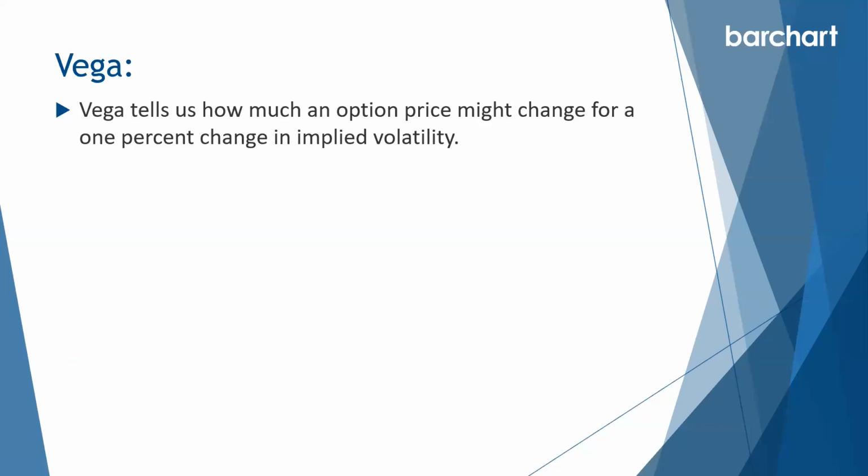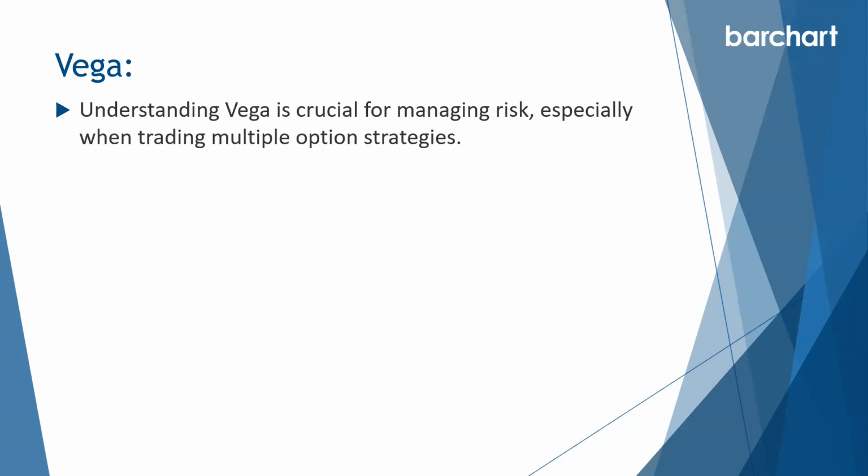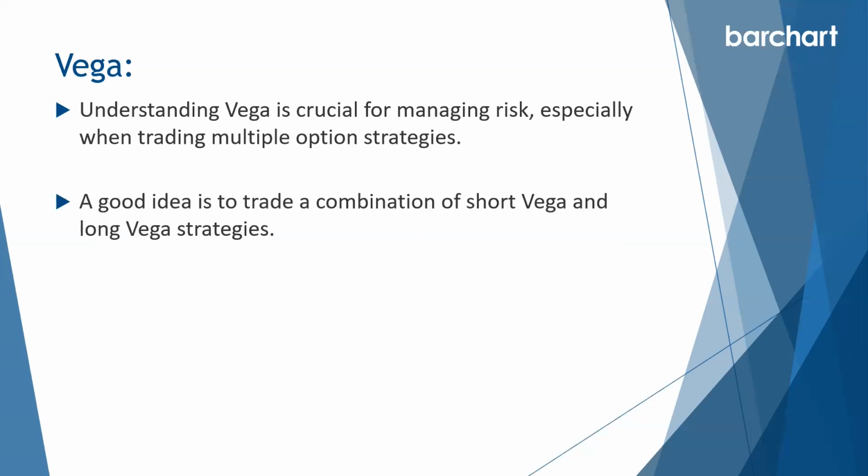So Vega tells us how much an option price might change for a 1% change in implied volatility. For instance, if an option has a Vega of 0.3, it implies that if implied volatility increases by 1%, the option price will increase by about 30 cents, assuming all other factors remain constant. Understanding Vega is crucial for managing risk, especially when trading multiple option strategies. A good idea is to trade a combination of short Vega and long Vega strategies.